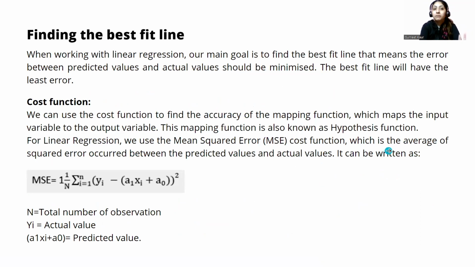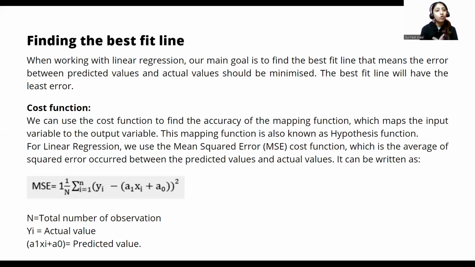Now, finding the best fit line. When we are working with linear regression, our focus is to find the best fit line. The best fit line means the error between the predicted value and the actual value should be minimized. So the best fit line will have the least error.